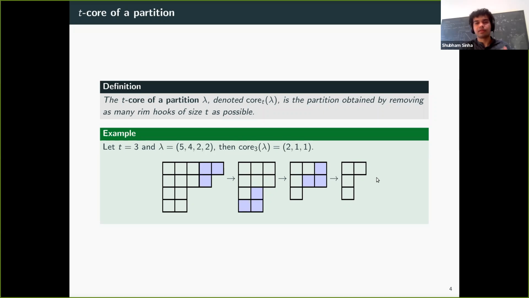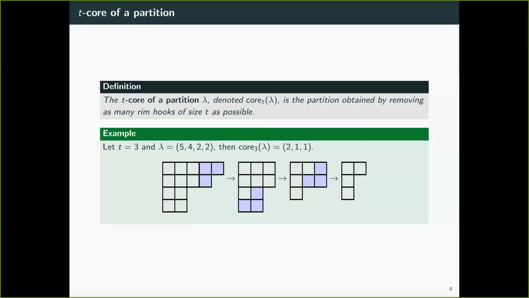of hook length 3, because the hook lengths are 1, 2, 4 and 1. So a nice fact about the core of a partition is that it is independent of the sequence of steps you follow to obtain the core, which does not have any hook of size 3, or size T in general.